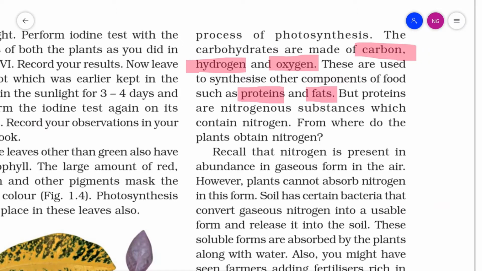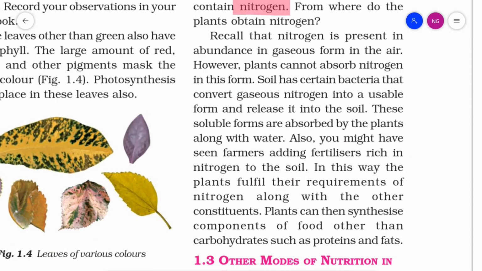But proteins have nitrogen in them. Since carbohydrates don't have nitrogen in them, now we will understand how plants get their nitrogen to prepare protein. We all know nitrogen is present in air in the gaseous form in abundance. Abundance means in large amount. But plants cannot absorb this nitrogen which is in the gaseous form.